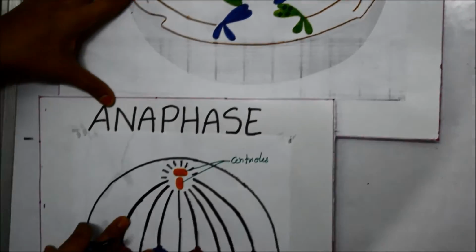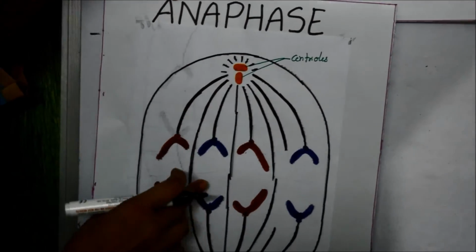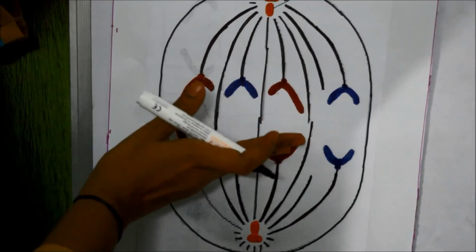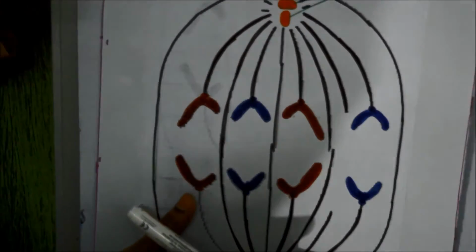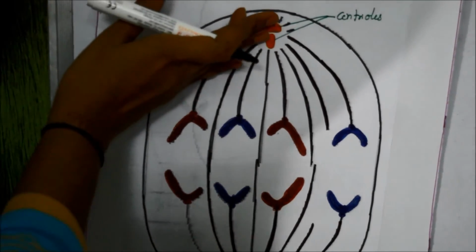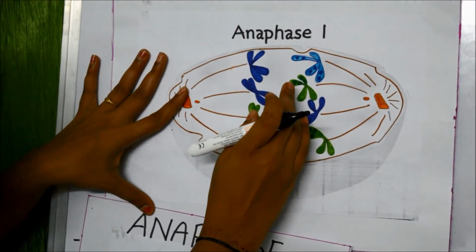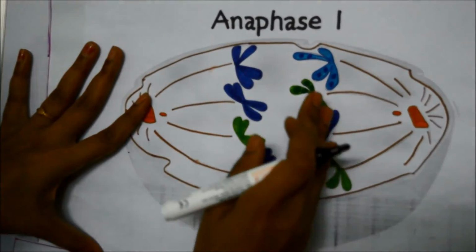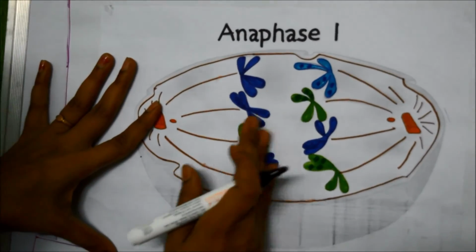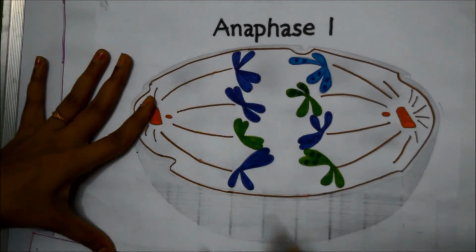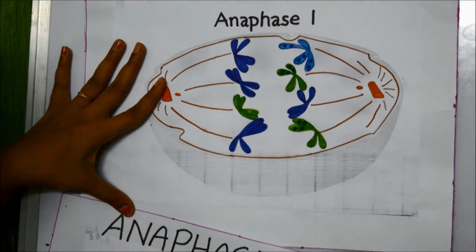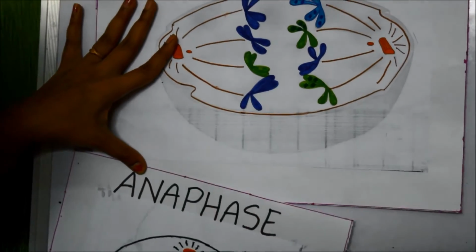If you compare this to the anaphase stage in mitosis, the centromere splits into two parts, so an equal number of chromosomes pass to one side and an equal number of chromosomes pass to the other side. In meiosis, the number of chromosomes is divided equally. For example, if there are 8, then 4 go to this side and 4 go to that side. These are the changes we can observe between anaphase in mitosis and anaphase in meiosis.